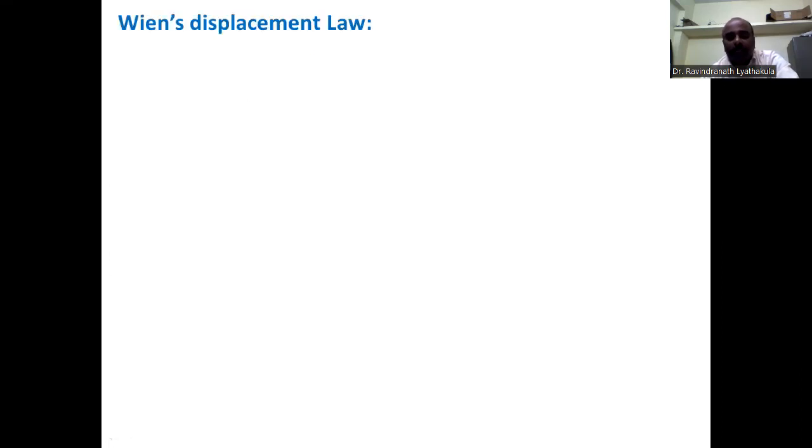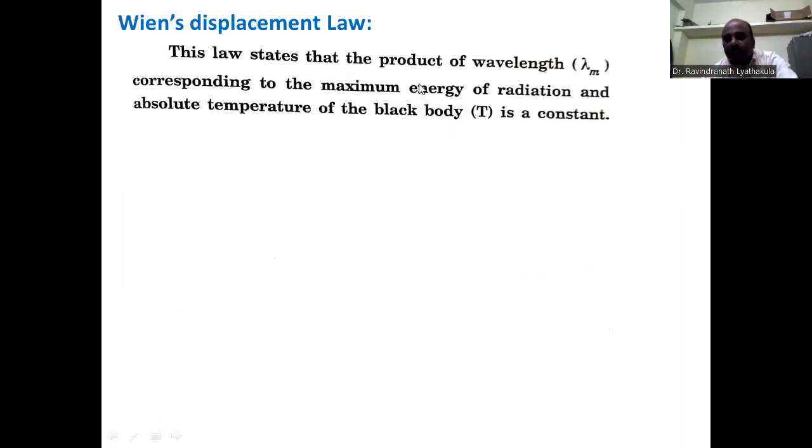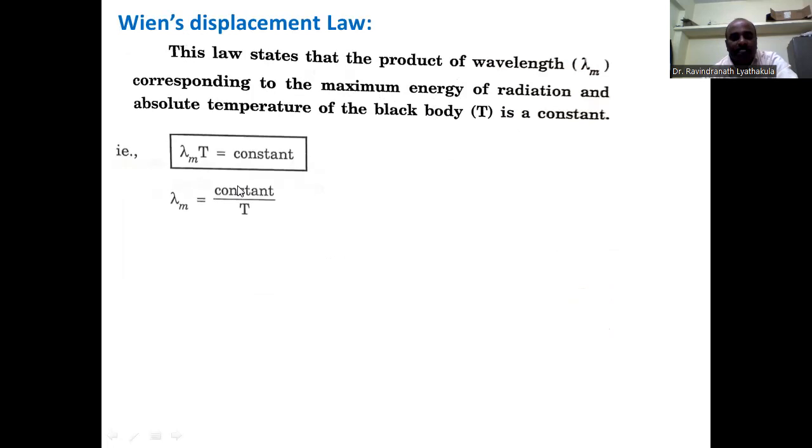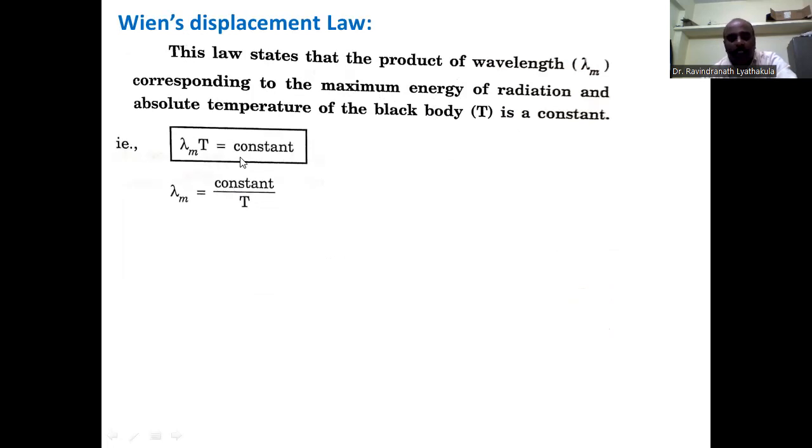Here we will discuss two laws for black body radiation. The first one is Wien's displacement law. It states that the product of the wavelength corresponding to the maximum energy of radiation and the absolute temperature of the black body is a constant. That is, lambda m into T equals a constant, or lambda m is proportional to 1 by T, or lambda m equals a constant by T.